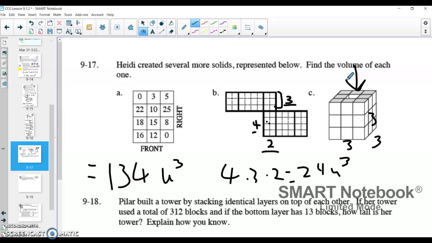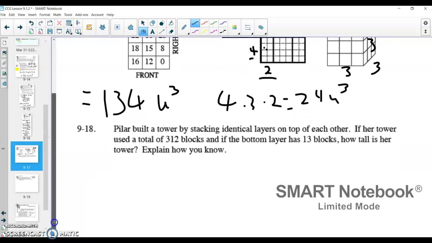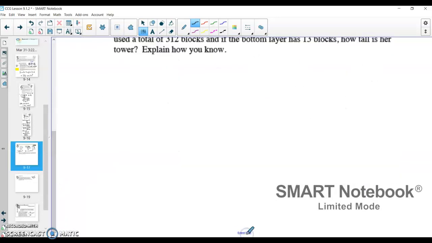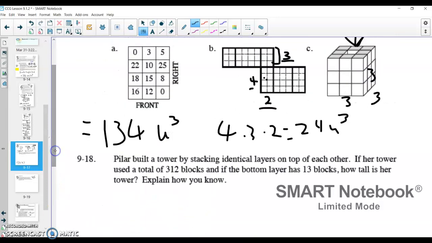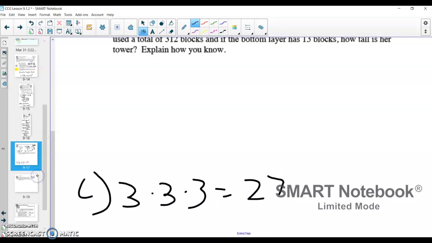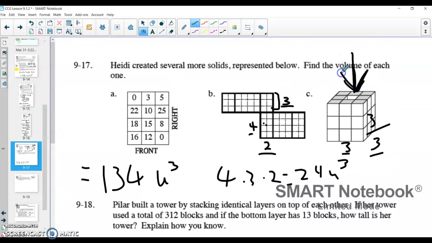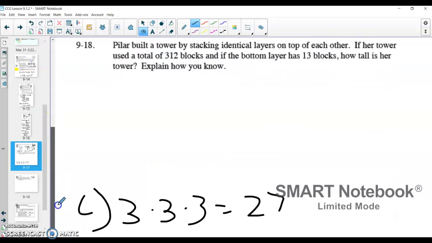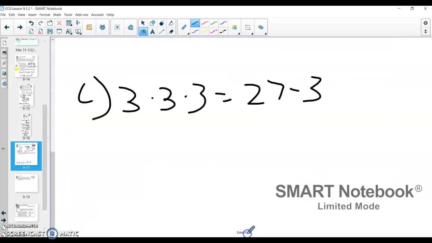And so what I get is, and I'm going to do it down below because I'm going to run out of room otherwise, I'll put down here part C. I get 3 times 3 times 3 from length times width times height, and that gives me 27. That gives me 27 as a volume, but I am missing 3 cubes from the center right here, so I got to subtract those away. Minus 3 cubes here, and so my volume is really 24 units cubed for part C.